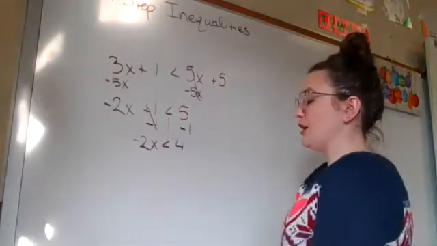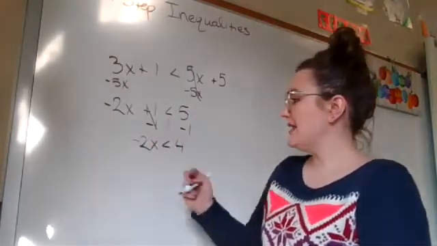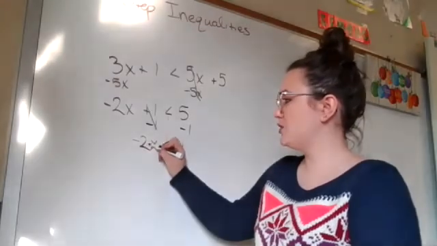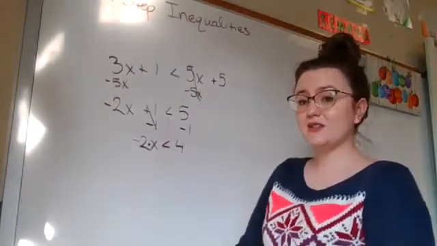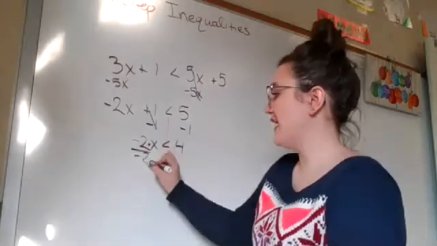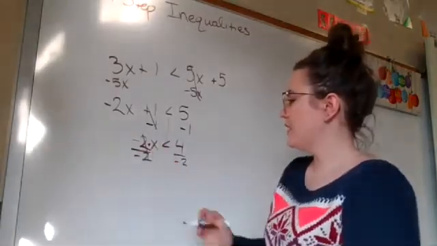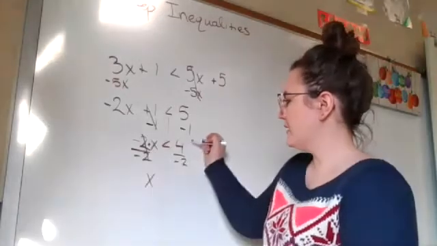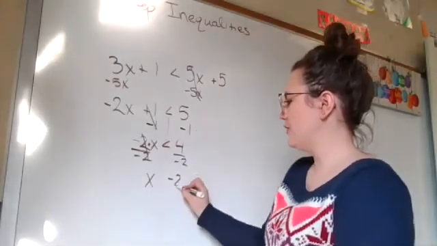The only thing I have left to do is to get rid of this negative 2. This coefficient negative 2 is multiplying my variable. So to cancel that out, I need to divide by negative 2. Okay, so those cancel, and I have x, and 4 divided by negative 2 is negative 2.